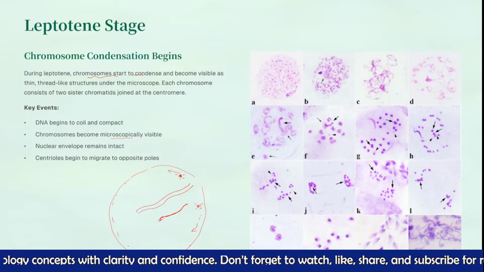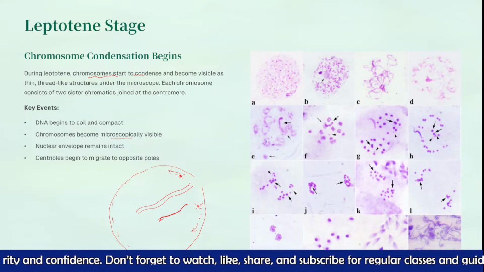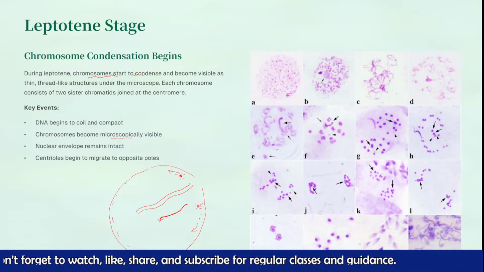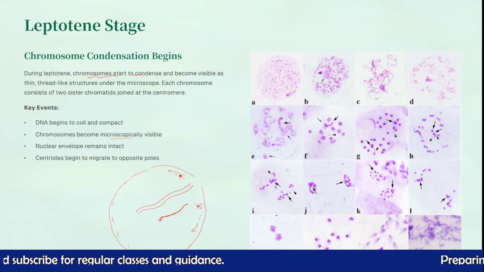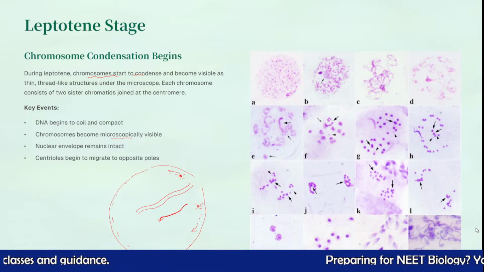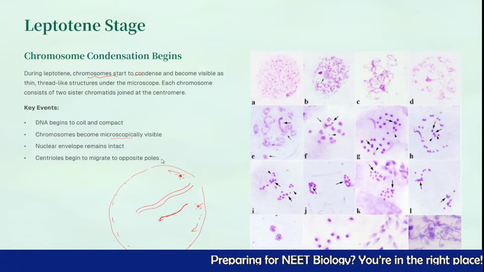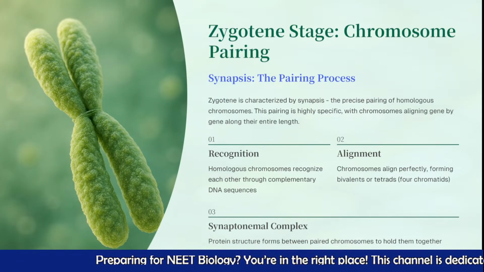So remember, in the leptotene stage, DNA coiling and compaction begin. Chromosomes become visible. The nuclear envelope is still there, but the centrioles start moving towards the poles. So that's the leptotene stage. Moving to the next stage, that is the zygotene stage.